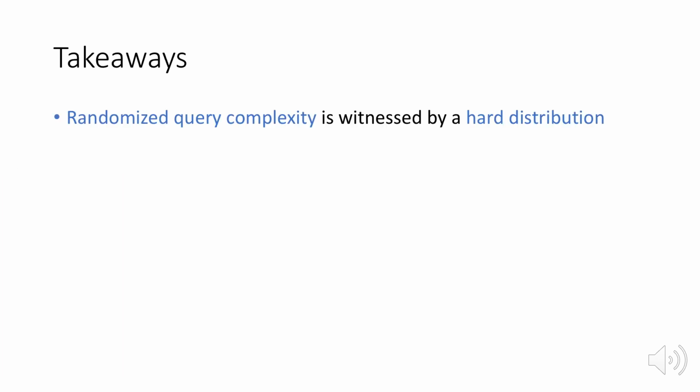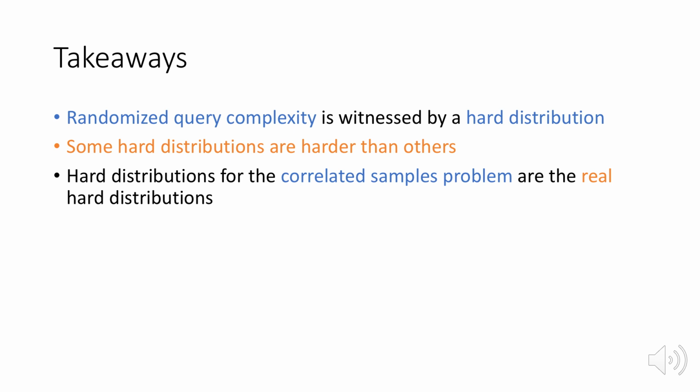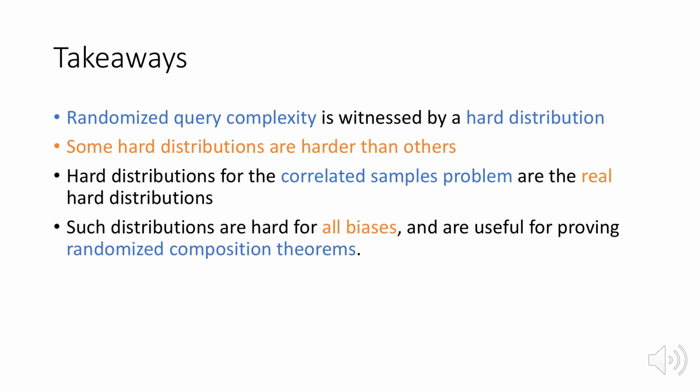To conclude, we started from Yao's minimax principle, which says the randomized query complexity is witnessed by a hard distribution. Shaltiel's example tells us that some hard distributions are harder than others. To obtain a real hard distribution, we introduced the correlated samples problem and showed the existence of hard distributions that remain hard given infinitely many input samples. We showed that such distributions are hard for all biases and are useful for proving randomized composition theorems.